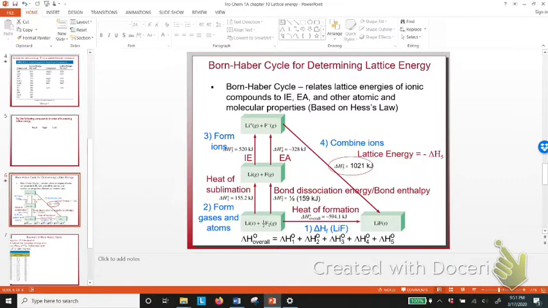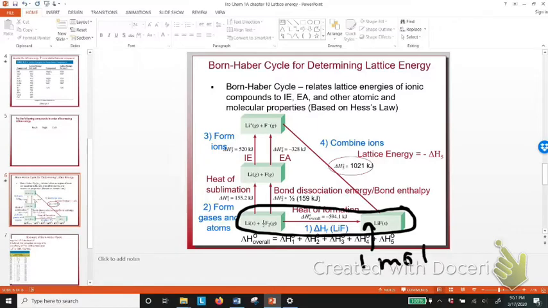But basically your first step and your overall reaction in Hess's law is that we want to calculate the heat of formation of whatever compound we're trying to determine the lattice energy of. So this is going to be the overall reaction in our Hess's law setup. Remember, when you're doing the heat of formation, you want to form 1 mole of the compound from its elements in their standard state. That is why we have the 1/2 for the fluorine, because we need to make sure that we have 1 mole on the product side.